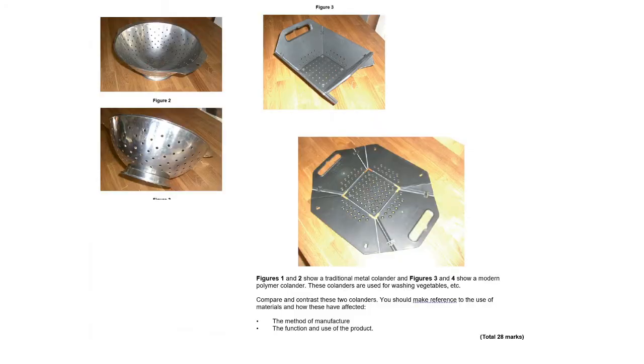Okay, so similar kind of layout. We've got two similar products. We've got colanders. One is made out of metal, one is made out of plastic. So one is a traditional metal colander, one shows a modern polymer colander. They're used for washing vegetables, etc. Compare and contrast these two colanders, make reference to the use of materials and how they've affected method of manufacture and the function of the product.